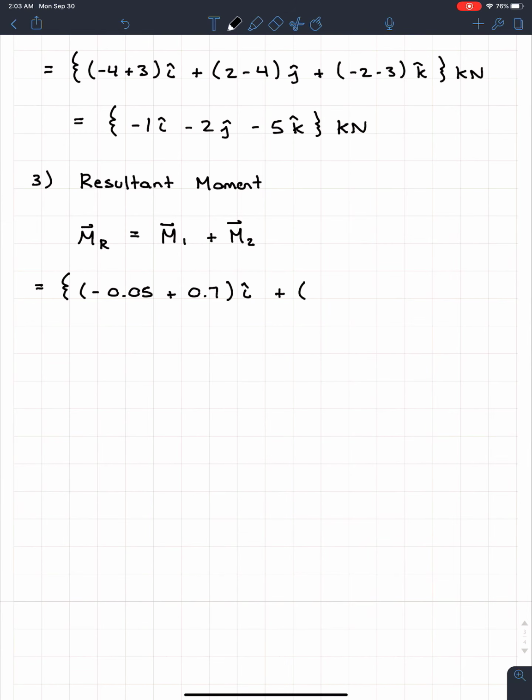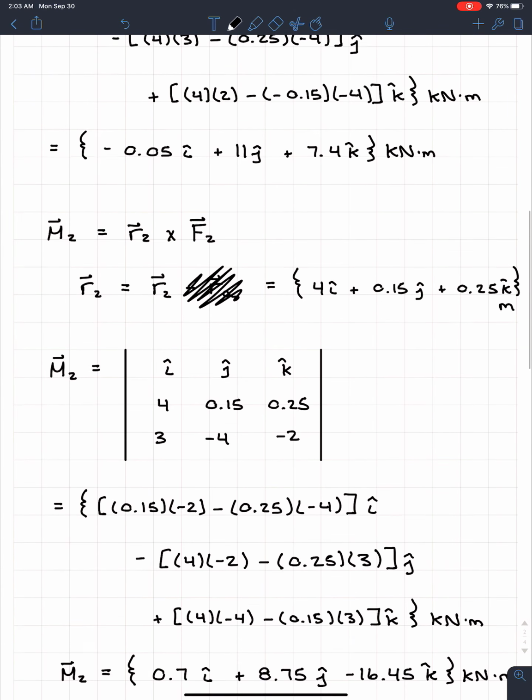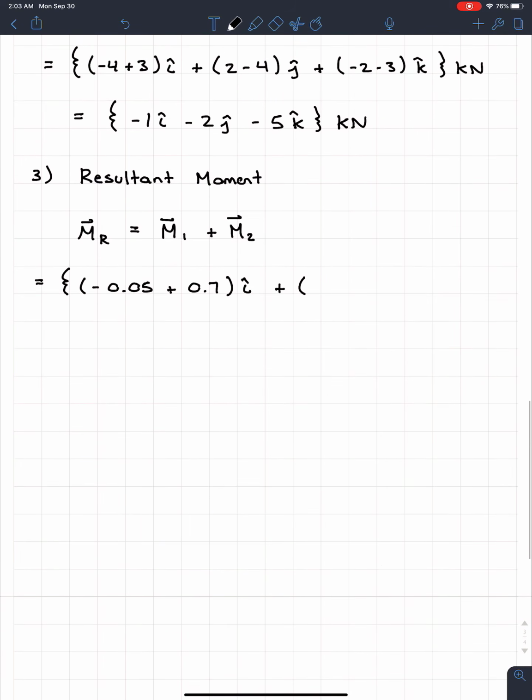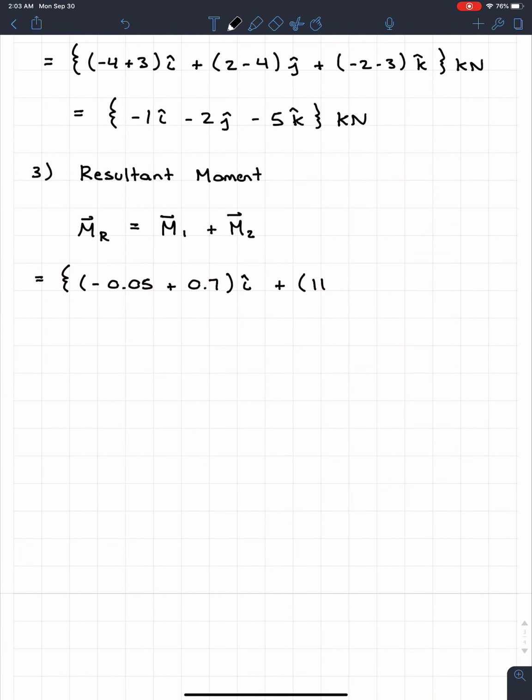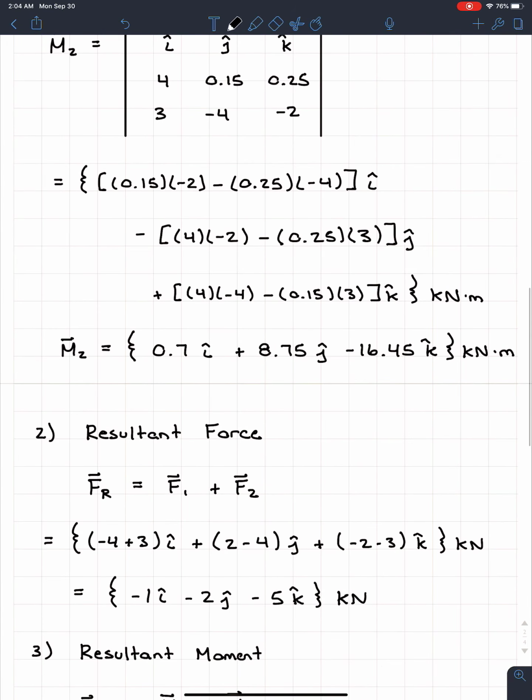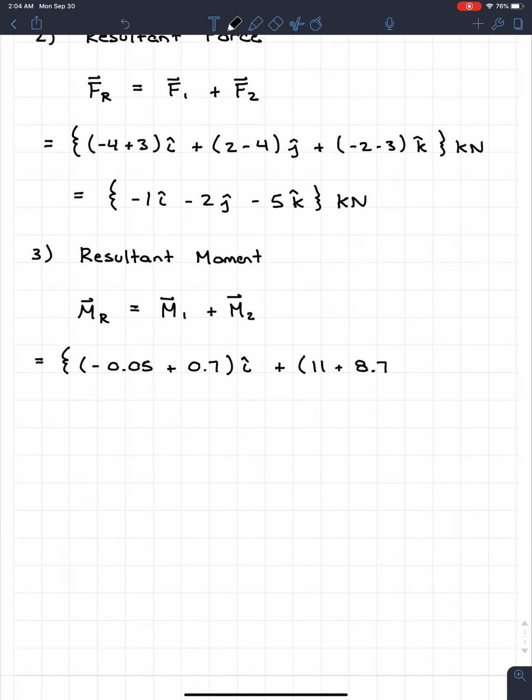Plus, then, okay, let's go take a peek at the j components. So we got 11j for M1. And we see that we got 8.75j for M2. So we're just going to go down here. And we're going to go 11 plus 8.75. And that's in the j direction.